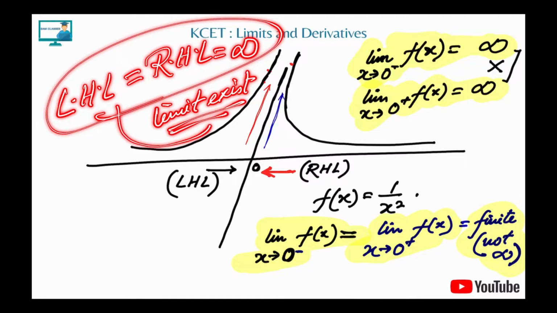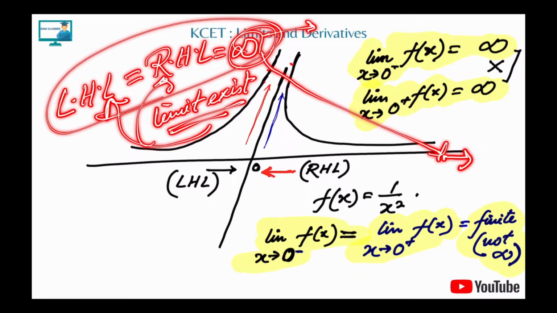You only told, sir, left hand limit equals right hand limit and that is equal to infinity. Students, my dear students, understand the limit doesn't exist. Why? Because infinity is never the same. For you, what is infinity? For me, what is infinity is entirely different. So infinity is not defined, students, okay? So it has to be a finite value.